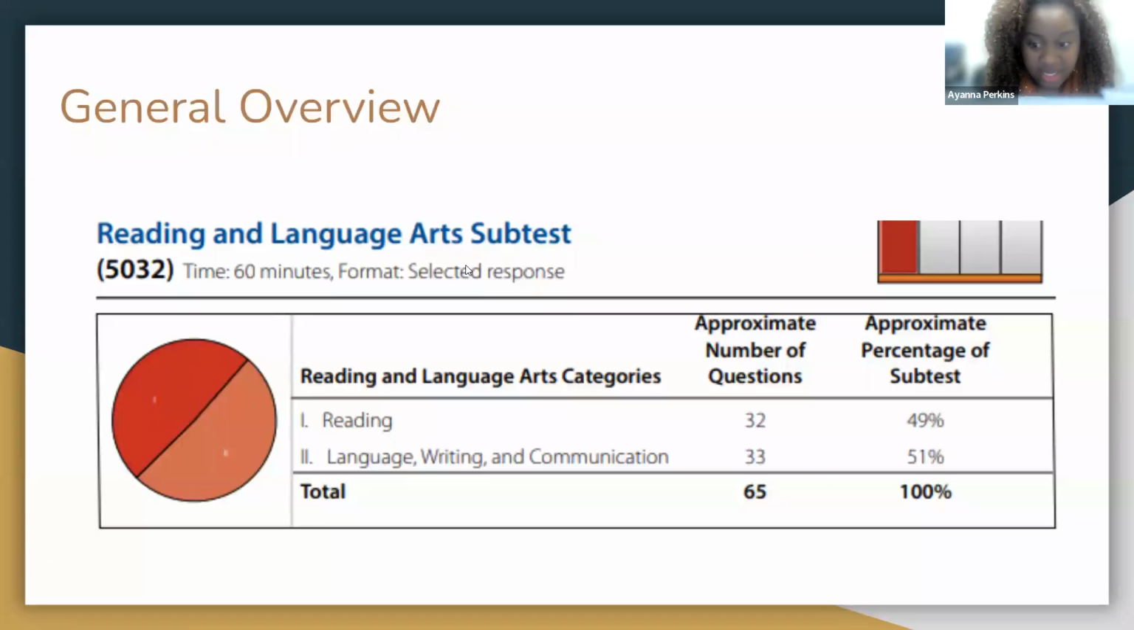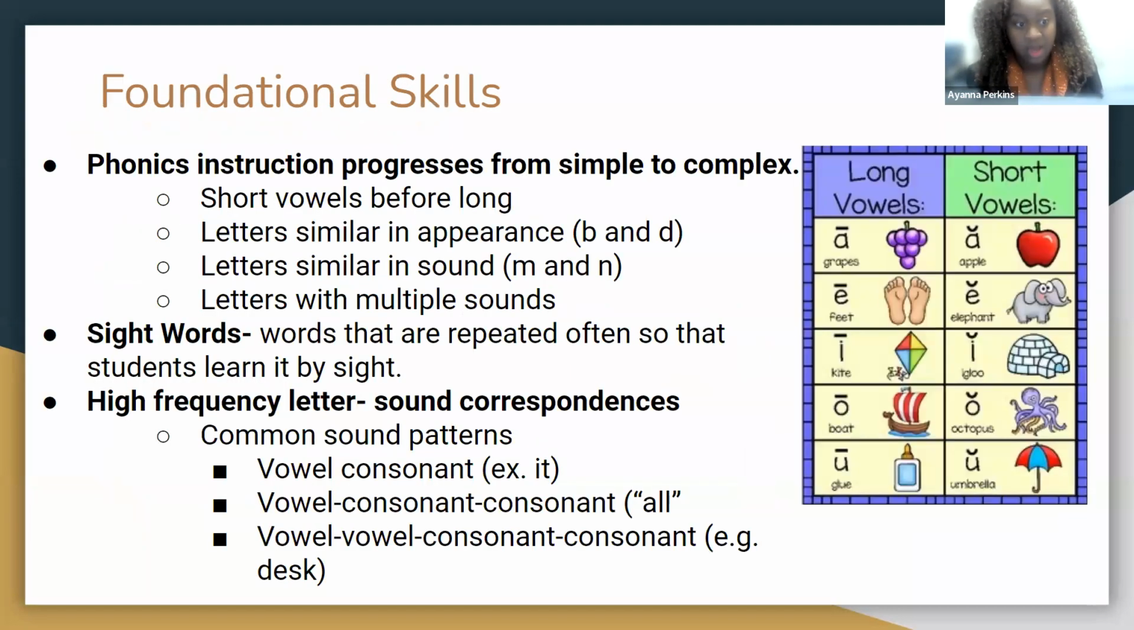We also have this general overview here. What I'm going over right now is referring to the language, reading, and communication. And then we talk a lot about reading. So you see that it's pretty even with 32 questions being focused on reading and 33 being focused on language, writing, and communication.